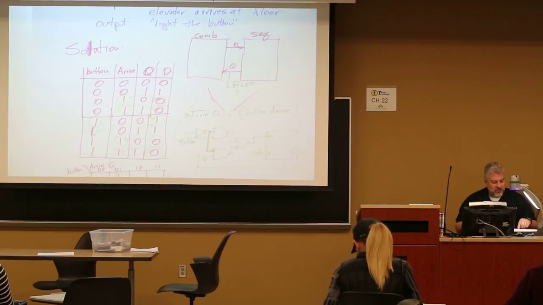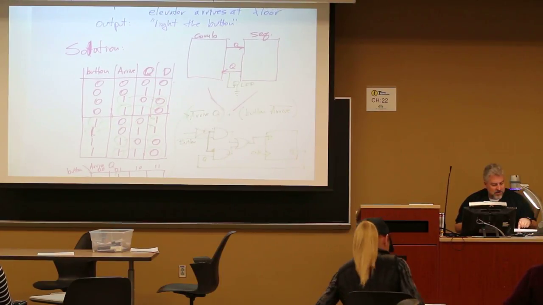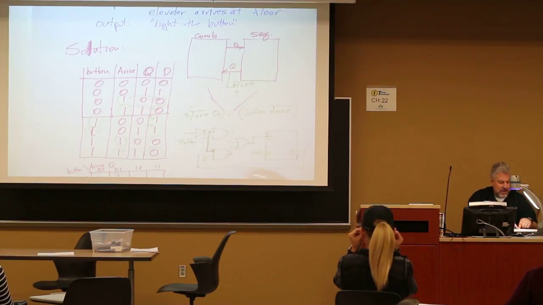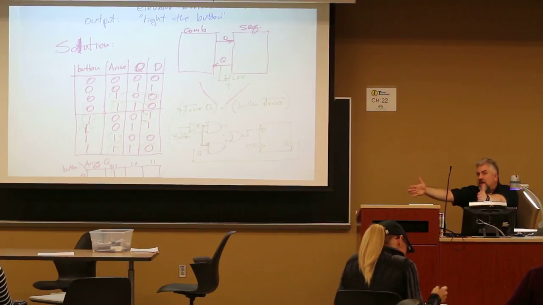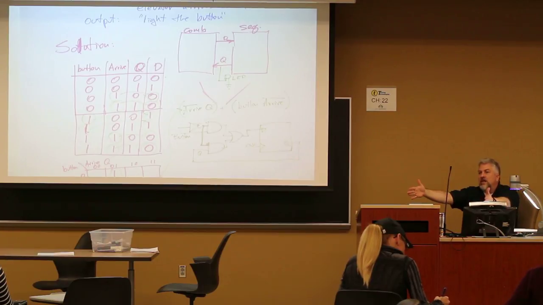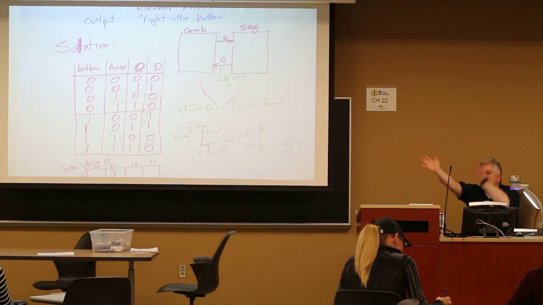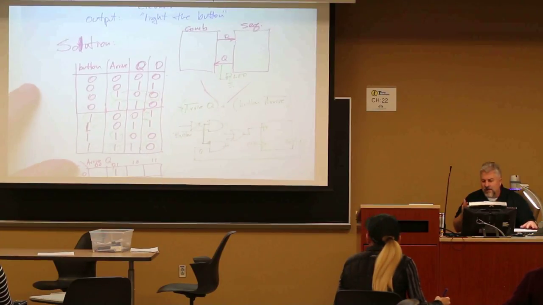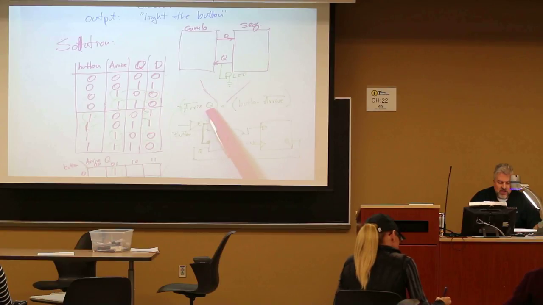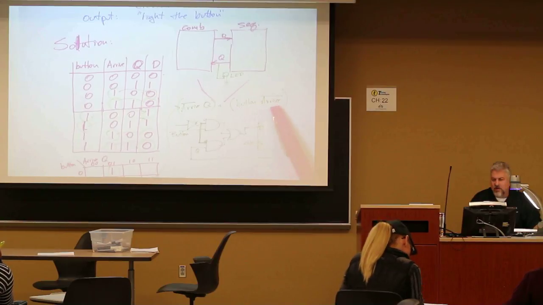And then here's the other situation. When you press the button and it has not arrived yet. That makes sense, right? Because if the elevator has arrived and is sitting there waiting for you, you don't want the light to go on because it's there. You just walk in. So you circle these two, and this is my formula up there, or the equation. So not arrived and Q, or button pressed and not arrived.